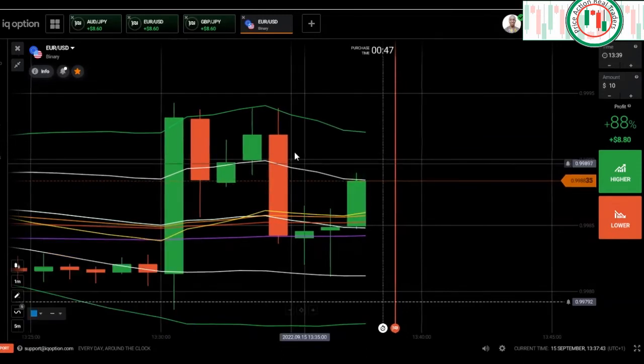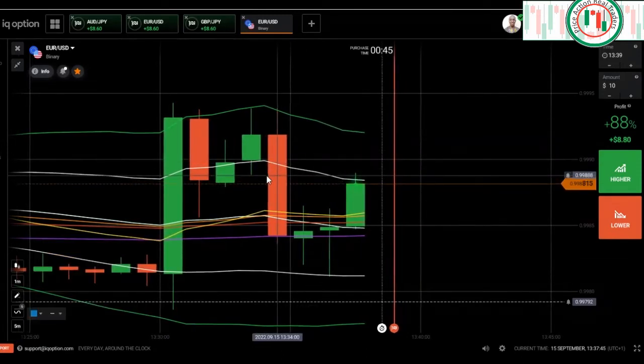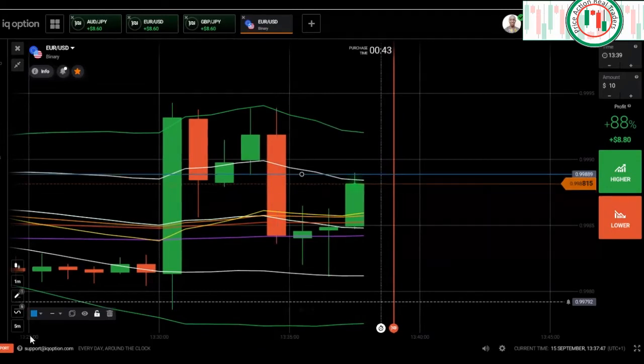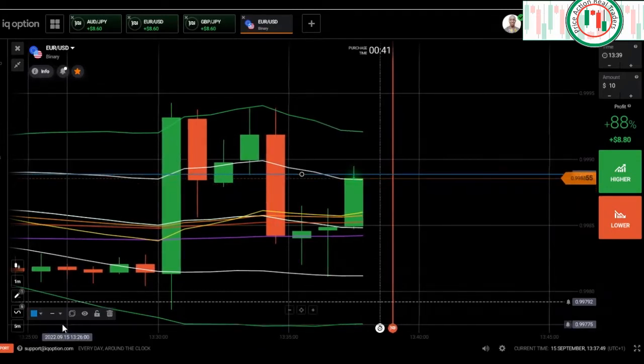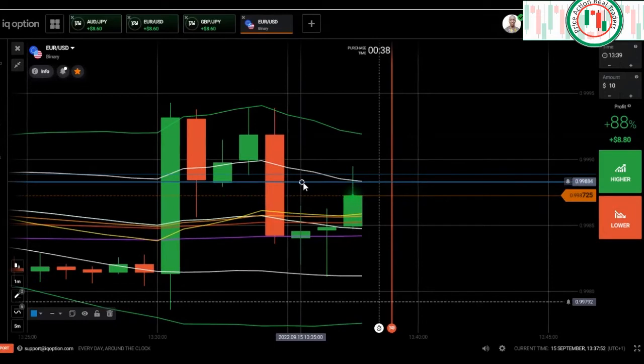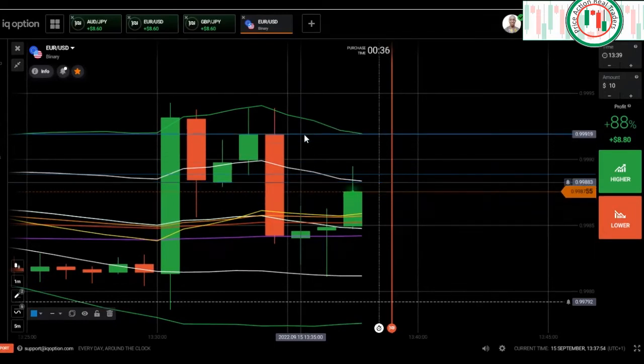So in this situation, always try to get a margin of safety entry. Don't trade anyhow.